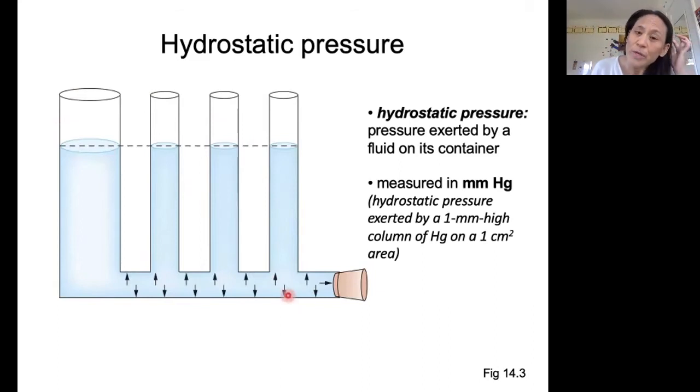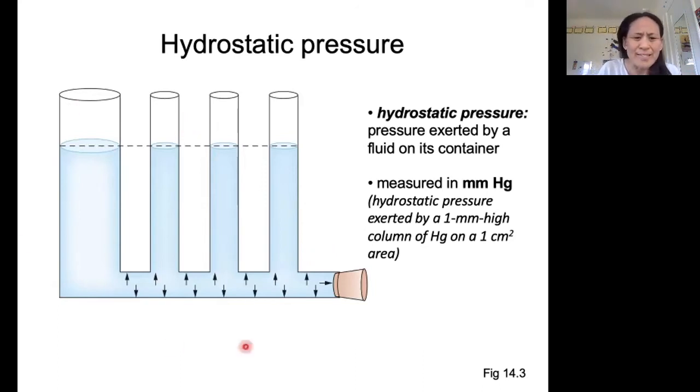In physiology, we use these units, millimeters of mercury, to measure pressure. Okay, so a millimeter of mercury is the pressure that you would get if you had a 1 millimeter high column of mercury that was a centimeter squared in cross-sectional area. Okay, so it would be the pressure that you would experience at the bottom of that column.